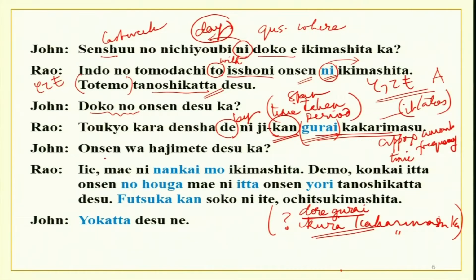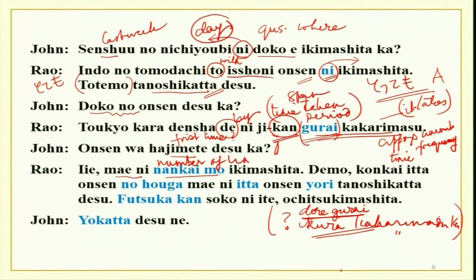Now, John asks, onsen wa hajimete desu ka? Is it the first time? Is it the first time you went there? Iie, no, mae ni, earlier, nankai mo.